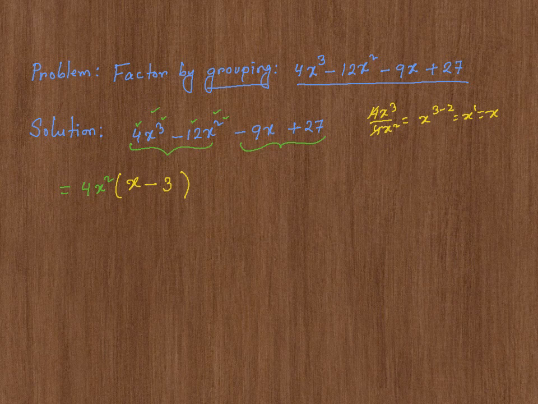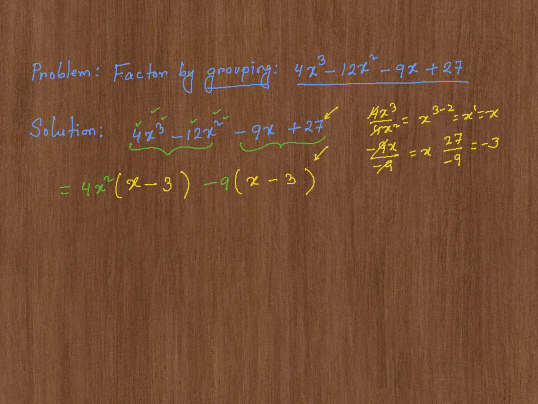Now in the second group, I could factor out a negative 9, and if I did that, I get x minus 3. Why? Negative 9x over negative 9 is just x, and then 27 over negative 9 is negative 3. Now please note, I have taken a quadrinomial, which is a polynomial with 4 terms like this one, and converted it into a binomial, which is a polynomial with 2 terms.